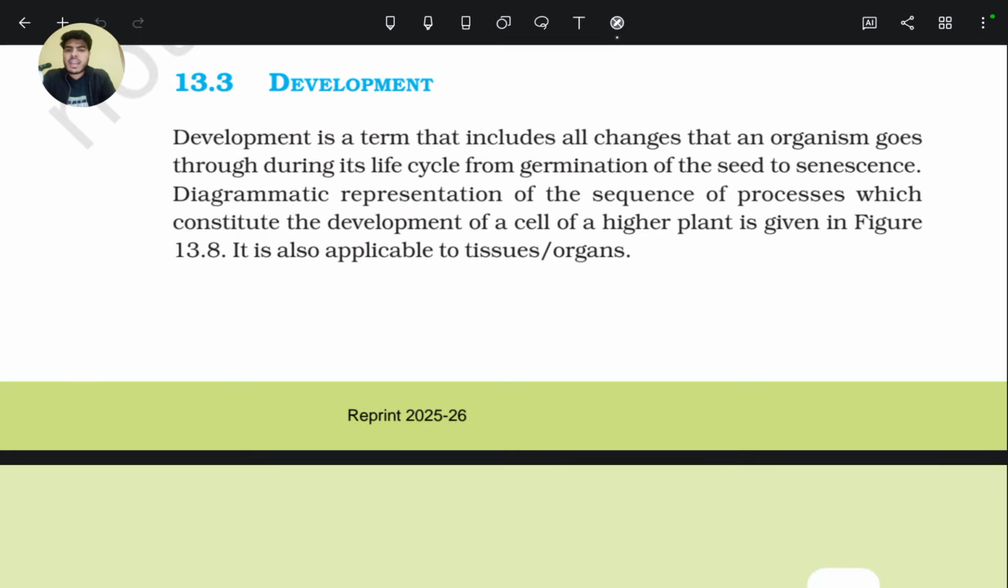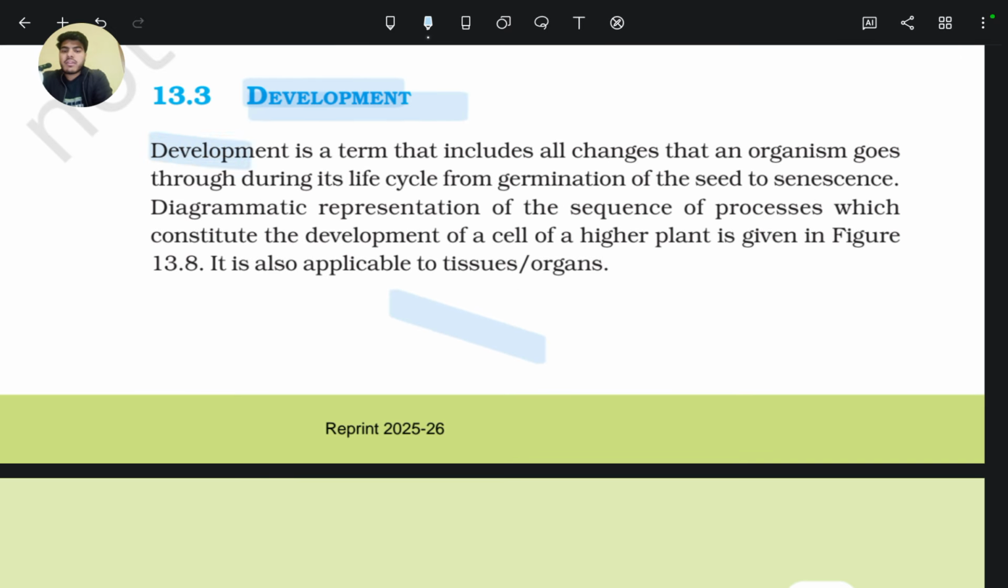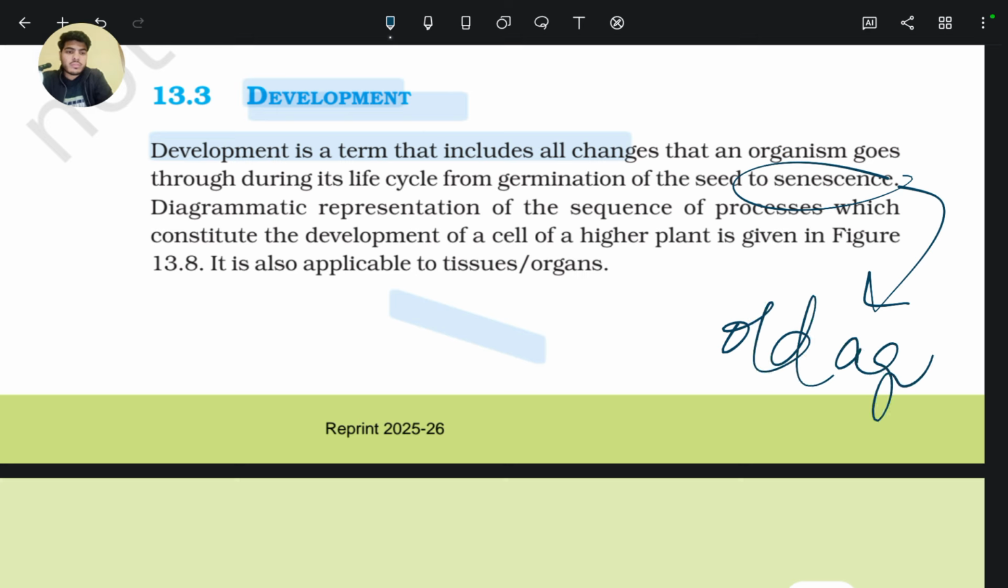So this is the second lecture of this chapter, and we started with development. Development is a term that includes all changes that an organism goes through during its life cycle, from germination of seed to the senescence, or the old age. Senescence is the old age or the aged plant. So development is all the changes which go through from germination to senescence.